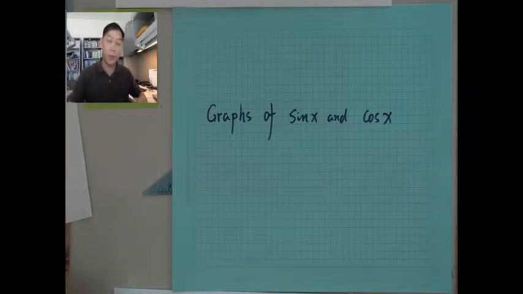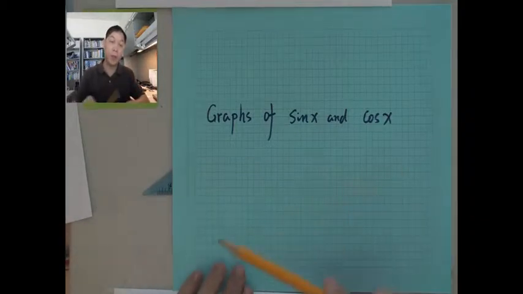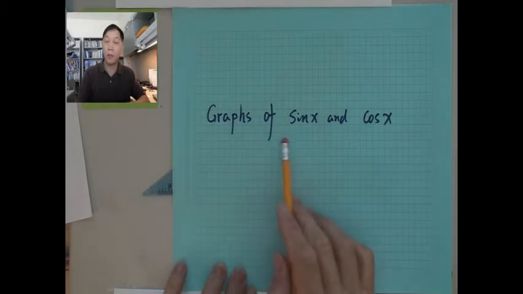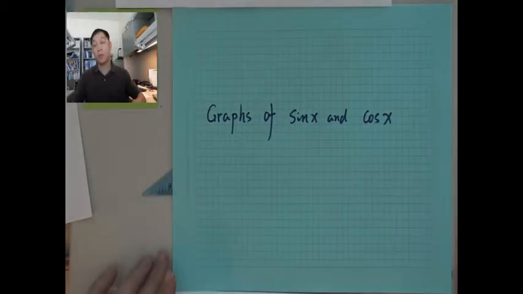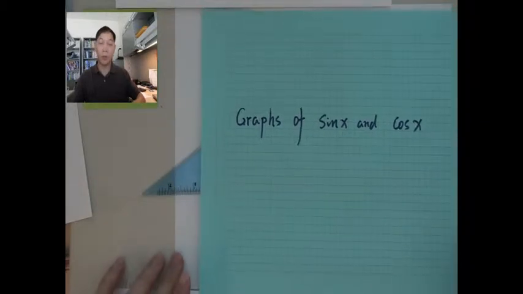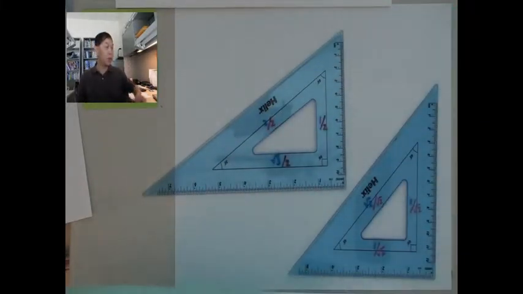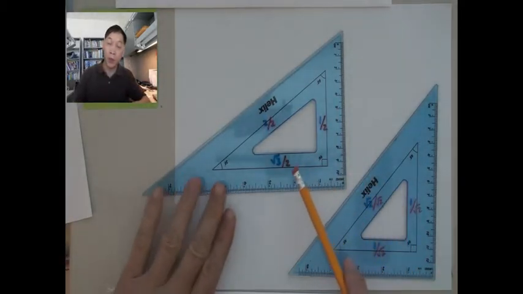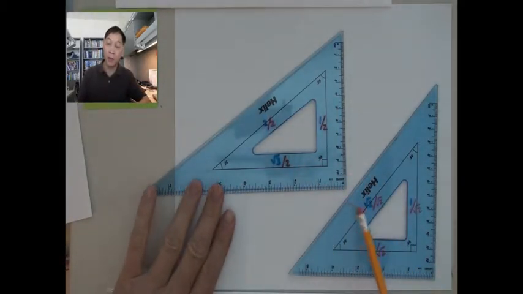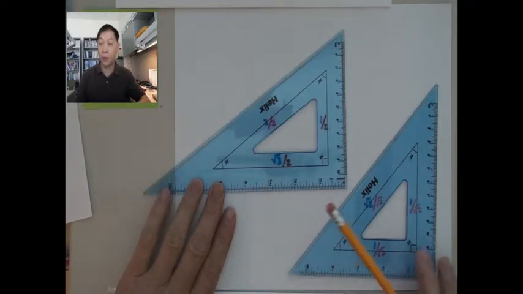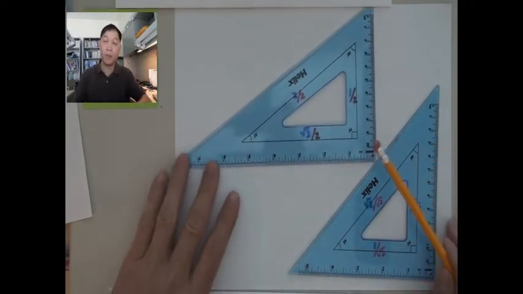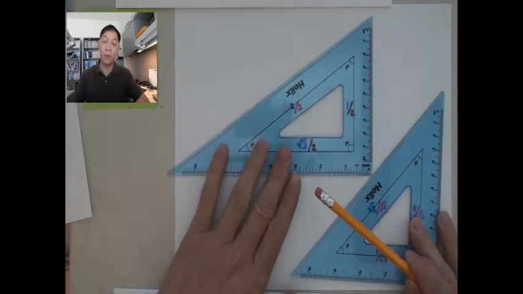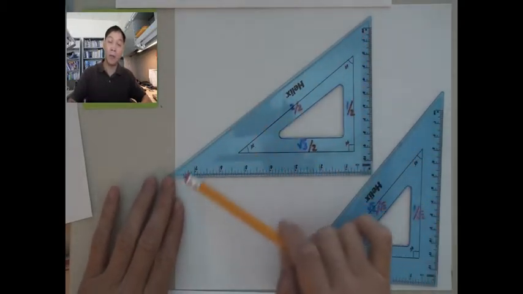In this lecture, we will talk about graphs of sine and cosine. Before we do that, you probably want to review these two popular triangles. The first one is like this.